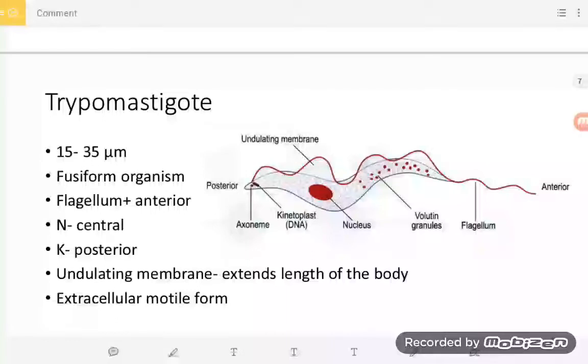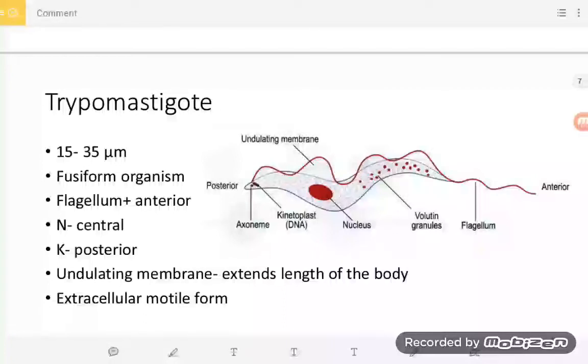So in all the cases, promastigote, epimastigote and trypomastigote, the flagellum is present in the anterior part, but where the flagellum arises differs. In the case of the promastigote form, the flagellum is present in the anterior and the kinetoplast is present in the anterior. In the epimastigote form, the flagellum is present in the anterior, but it arises at the center of the body, right. But in the case of the trypomastigote form, the flagellum is present anterior, but it arises from the posterior. That's why we can see the undulating membrane all over the body, or the length of the body.